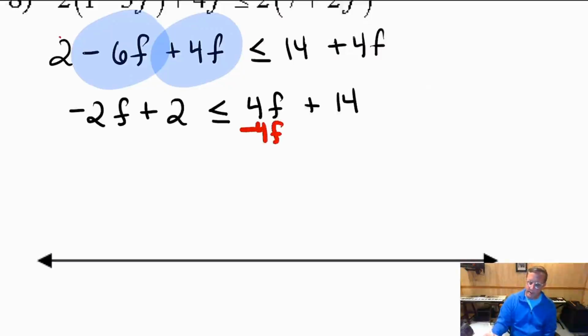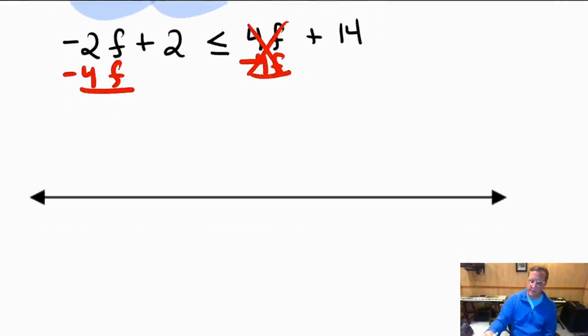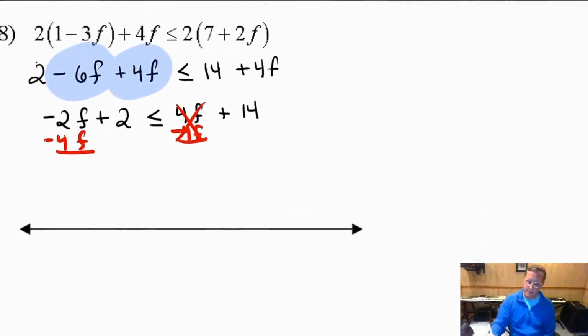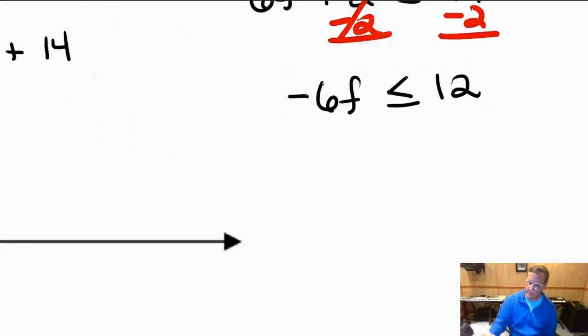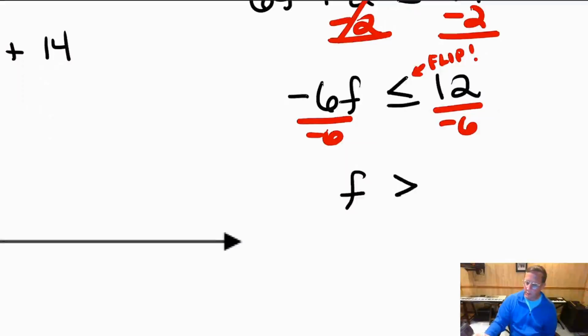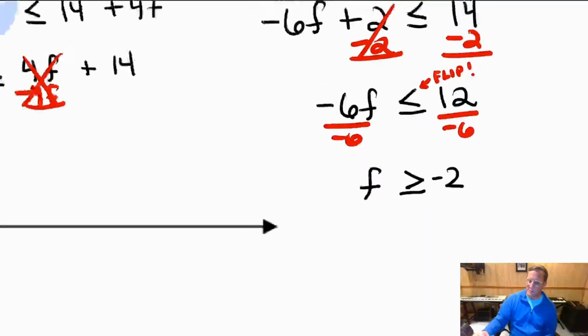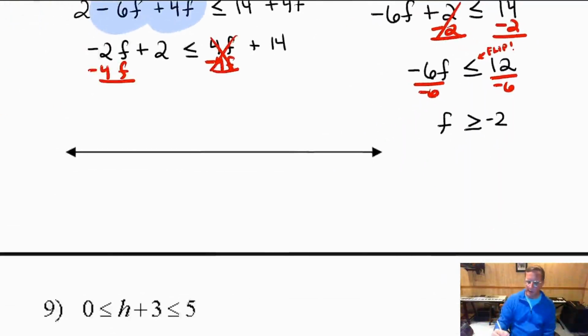Now I'm going to get variables on the left side. Those cancel each other off. And I'm going to rewrite it again. Now we've got negative 6f plus 2 is less than or equal to 14. And then we're going to subtract 2 from both sides and then divide by negative 6. And we're dividing by a negative, therefore this has got to flip. Okay, so you're going to flip that, so now it's going to be f is greater than or equal to negative 2. And we're all finished with that one.